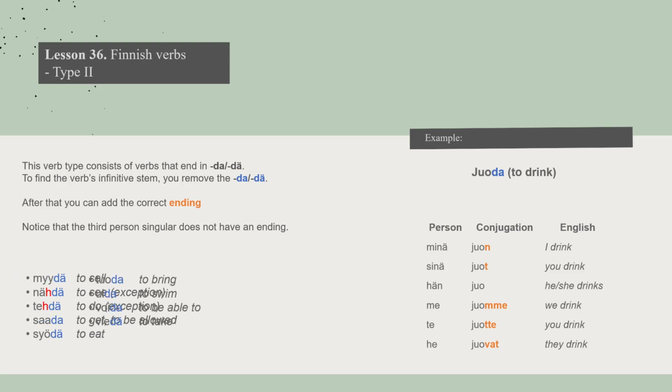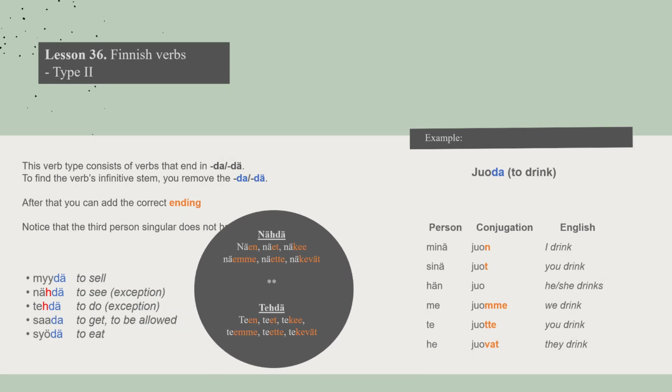Here are some other verbs of type 2. Notice that the verbs nähdä and tehdä have exceptional endings.